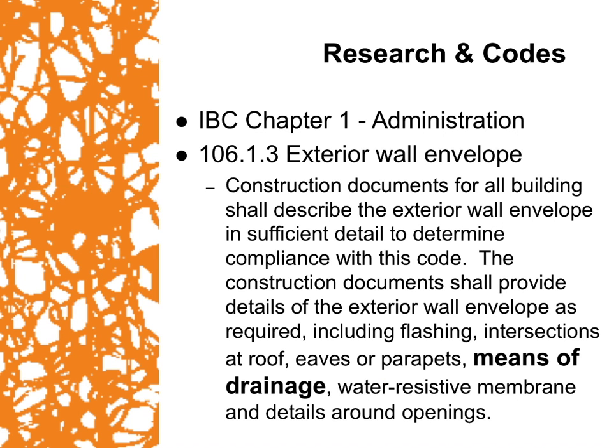The codes portion. IBC Chapter 1 Administration, 106.1.3 Exterior Wall Envelope. Construction documents for all buildings shall describe the exterior wall envelope in sufficient detail to determine compliance with this code. The construction documents shall provide details of the exterior wall envelope as required, including flashings, intersections at roof, eaves and parapets, means of drainage, water-resistant membrane, and details around openings. We always want to make sure that we're thinking of drainage. The most important thing we can do is get that moisture out of our walls and away from our buildings as quickly as possible.